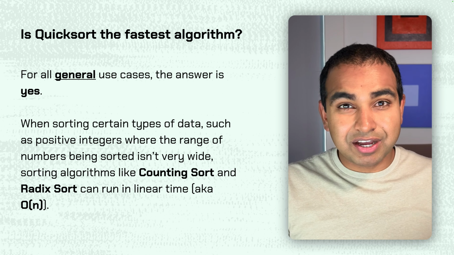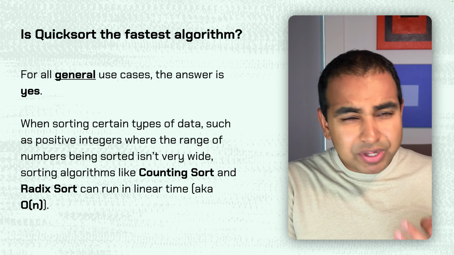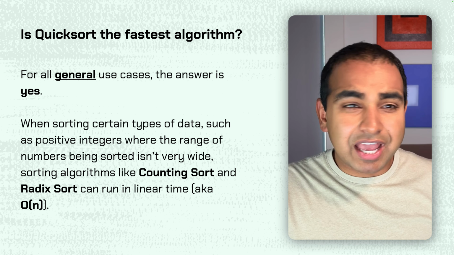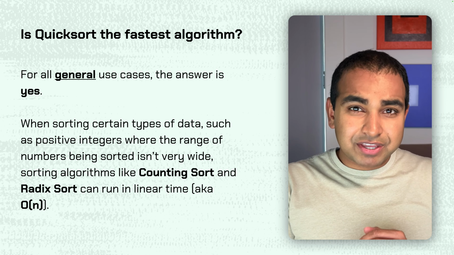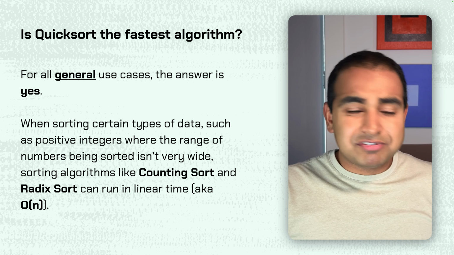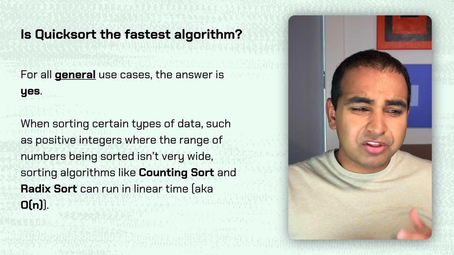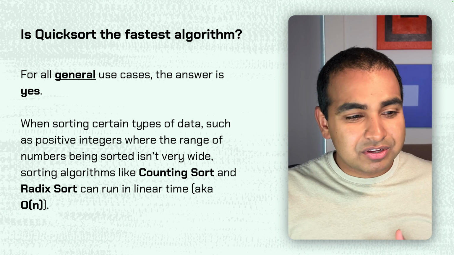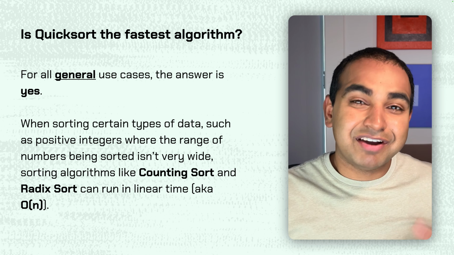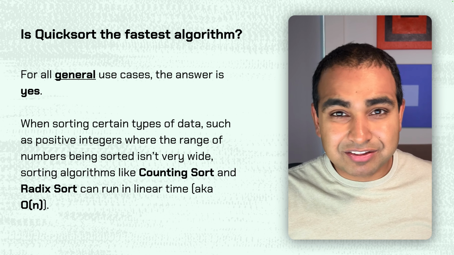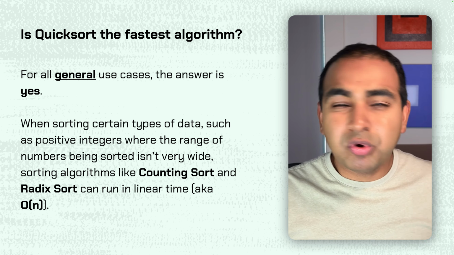Now, the question that is probably on your mind, your friends' mind, and if you have any pets in the room, on their minds as well, is QuickSort really the fastest sorting algorithm? The answer is yes. For all general use cases, there isn't a better algorithm out there. Now, the caveat is this. When sorting certain types of data, such as only positive integers, where the range of numbers being sorted isn't very large, sorting algorithms like counting sort or radix sort can run in linear time of big O of n, and they're great at it. And I have other videos where we talk about counting sort and radix sort and why they're as fast as they are and what to watch out for. What are some cases where they won't be that fast.